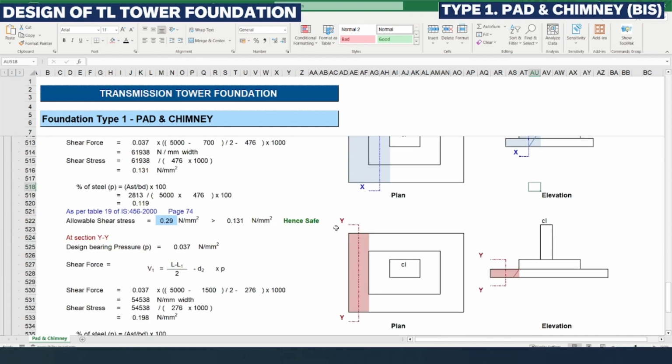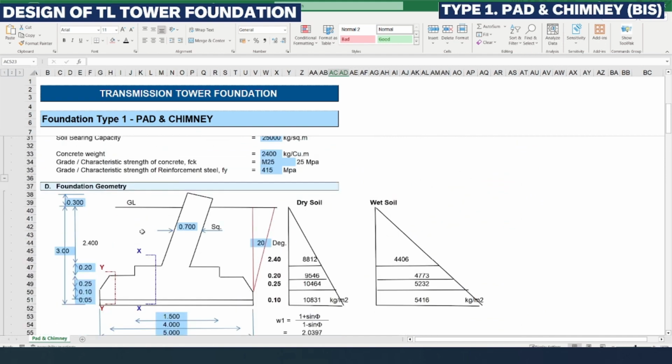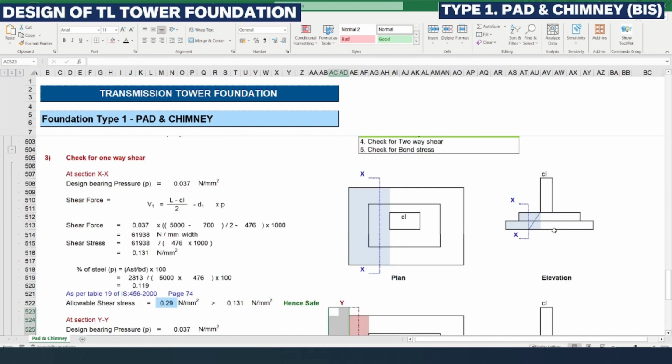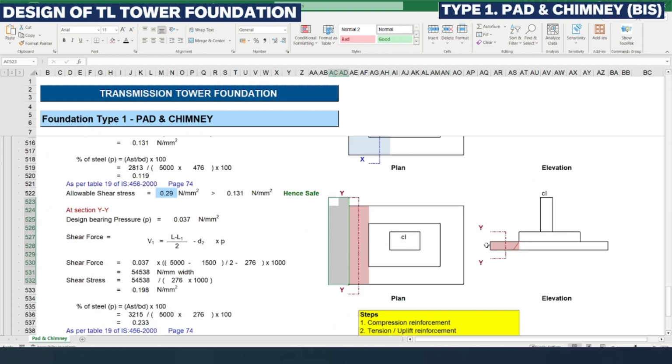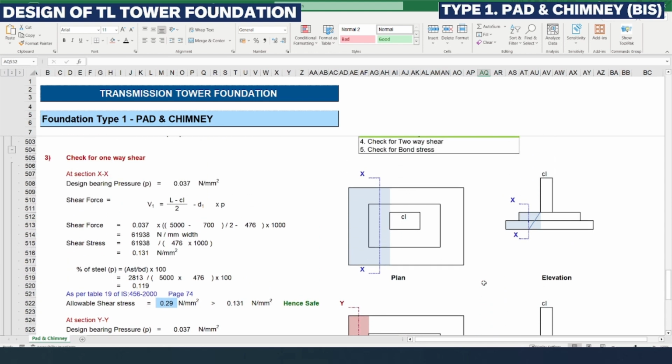And section YY we had considered here in the foundation geometry, section YY and XX. So section YY covers the thickness only of the base slab, including the tapered slab. Here we are not going to detail work on the tapered slab and the flat slab, so we are considering both slabs in a single stage. So these are the sections at XX and YY.